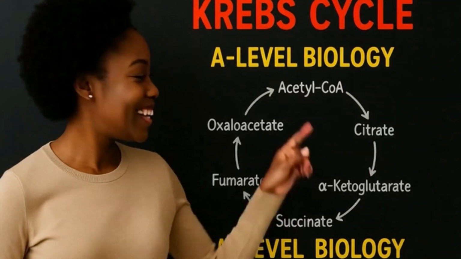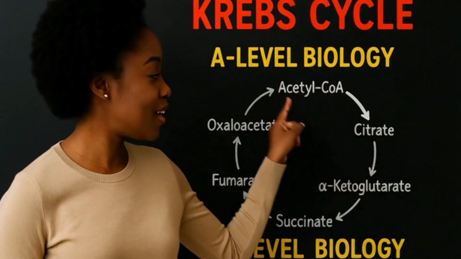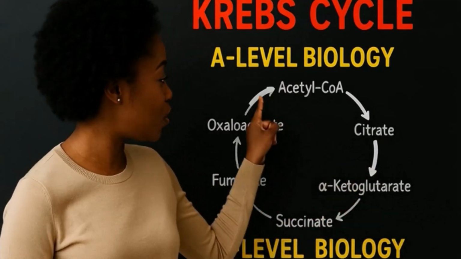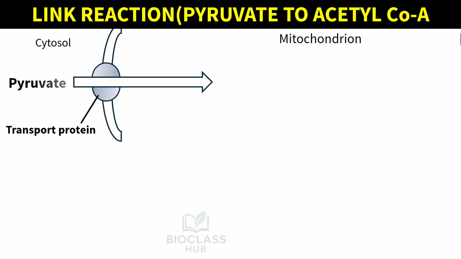Explore the wonder. Let's dive into the Krebs cycle, a key process in A-level biology. It starts with oxaloacetate. The Krebs cycle, also known as the citric acid cycle, is a crucial part of cellular respiration, following the conversion of pyruvate to acetyl coenzyme A. Before entering the Krebs cycle, pyruvate is transported into the mitochondrion by active transport. This step is the link between glycolysis and the Krebs cycle.